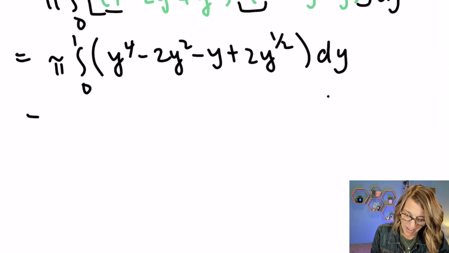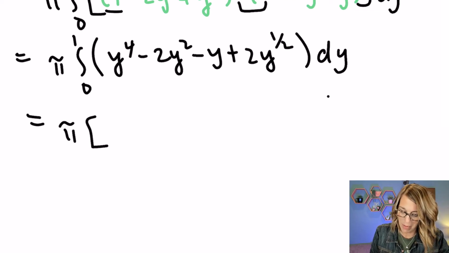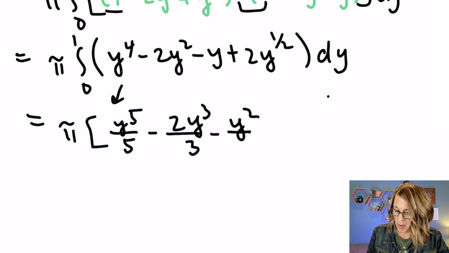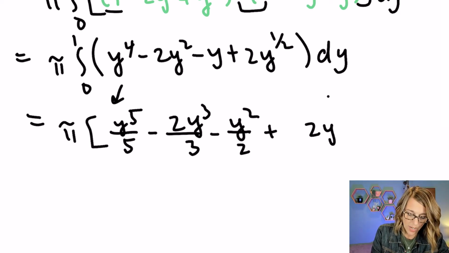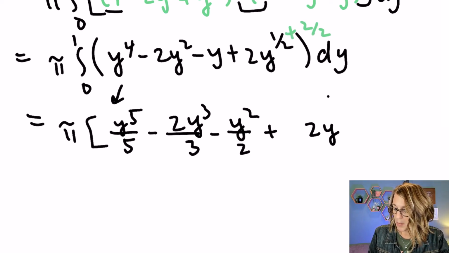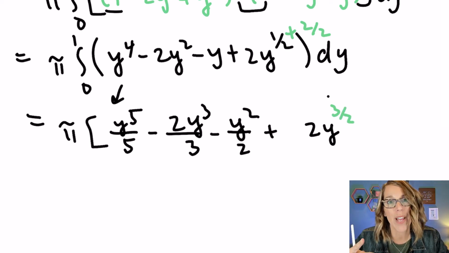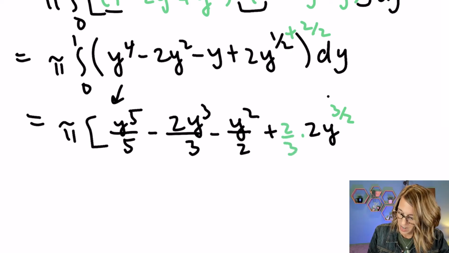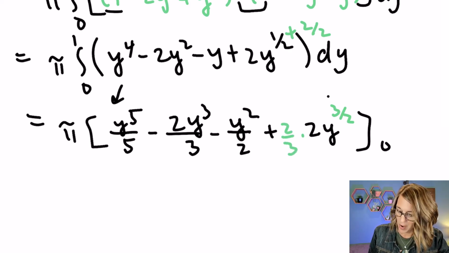So we've got pi, and here comes my power rule. Y to the 4th becomes y to the 5th divided by 5. Minus 2y squared becomes 2y cubed divided by 3. Minus y becomes y squared divided by 2. And then I've got plus, leave a little room out in front here. I've got my y to the 1/2, but I need to add a 1, which is the same as 2 halves. That's going to become a 3/2 power, but I'm going to multiply by its reciprocal, which is a 2/3. Okay. And this is all evaluated from 0 to 1.